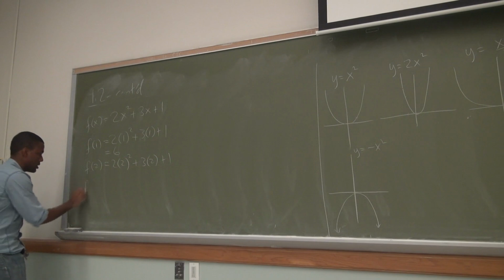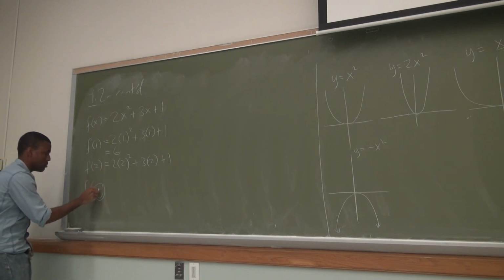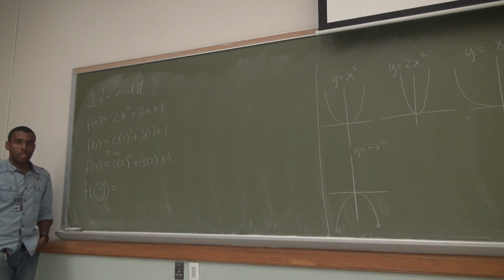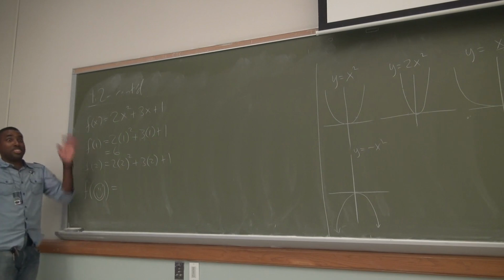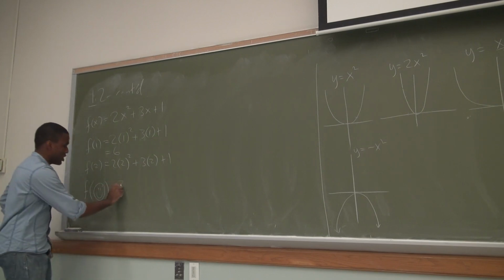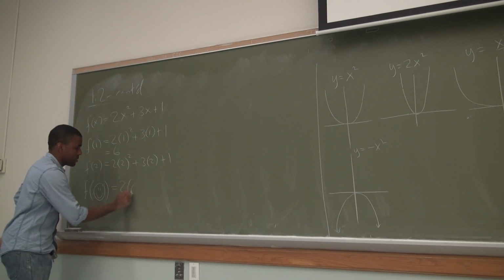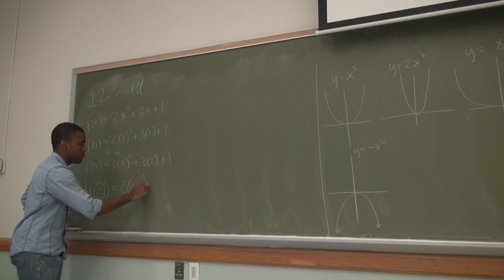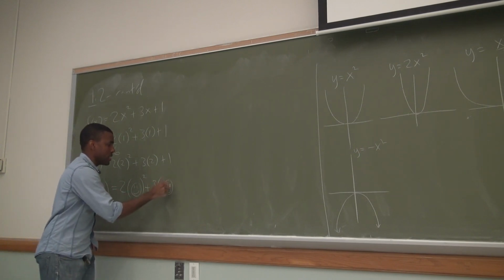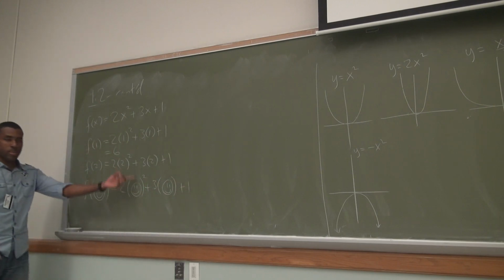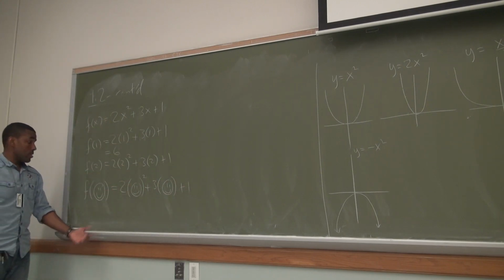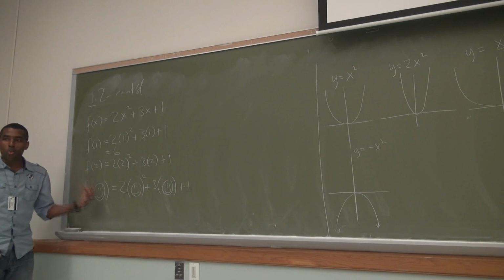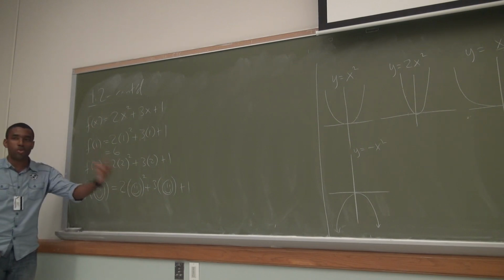If I say f of smiley face, what do you do? You just say 2 smiley face squared plus 3 smiley face plus 1. And of course, smiley face is in the domain of every function. So whatever shows up here, I don't care what it looks like, how complicated it is, you put it everywhere you see an x.